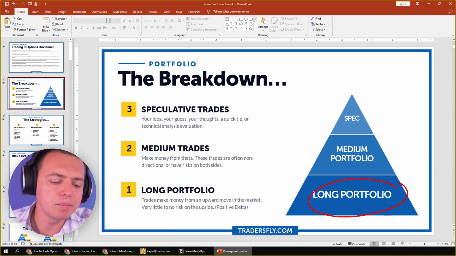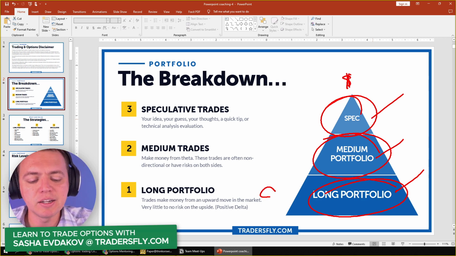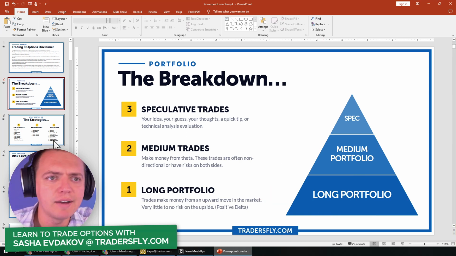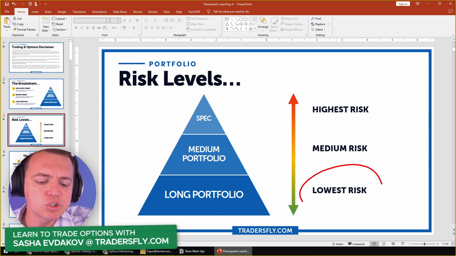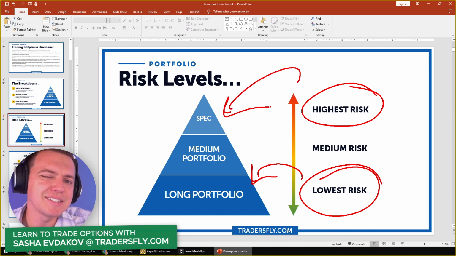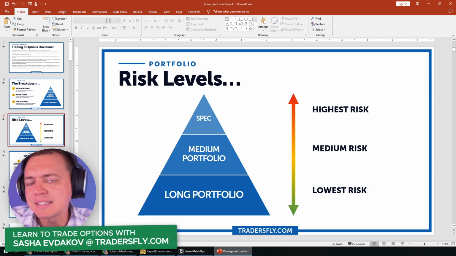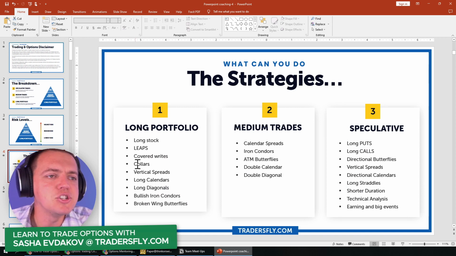Now you see I started with a big base, so that usually means the amount of capital that's allocated in different spots. You probably have the smallest amount of capital in speculative and the most in the long portfolio, because you've got a big chunk of your nest egg in general trades that have a lower amount of risk. On the risk side, the lowest risk is the long portfolio. The highest risk is speculative because it's usually quicker trades, a little more directional maybe, not as consistent. It's just a one-off strategy here or there. So here are the strategies in general, starting with the long portfolio.